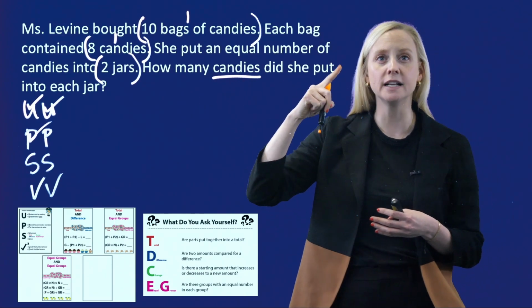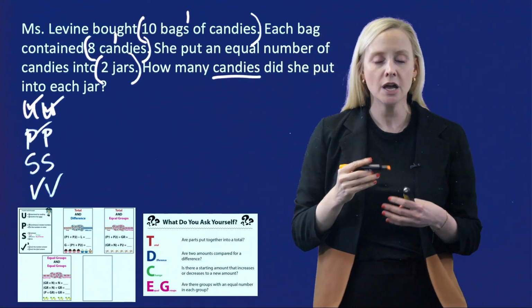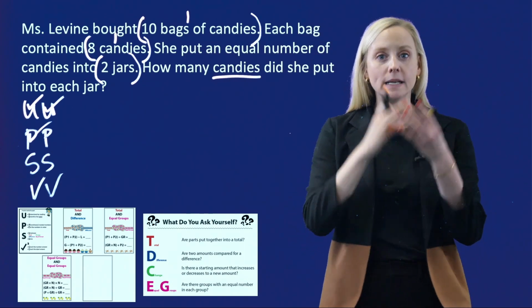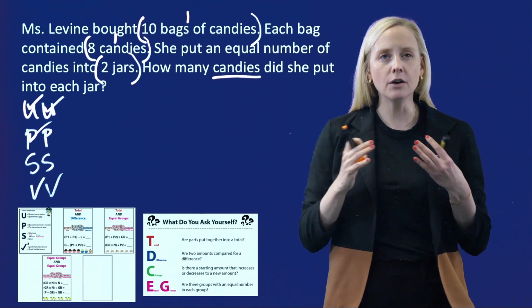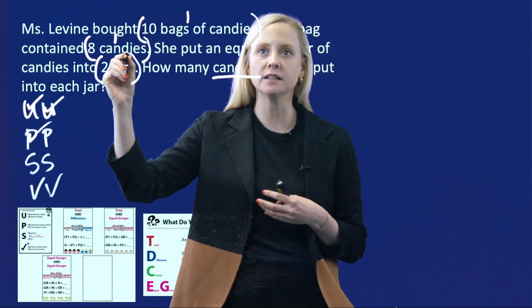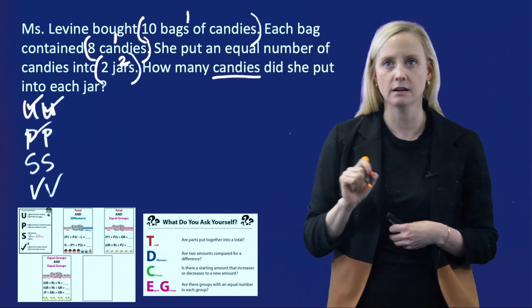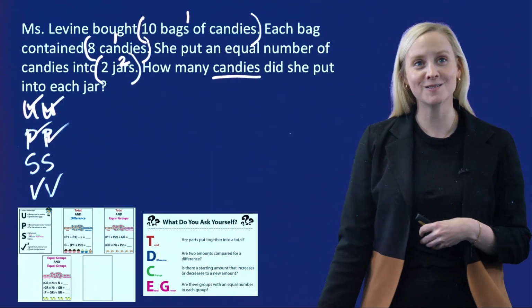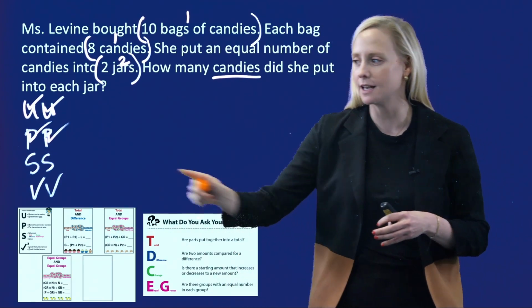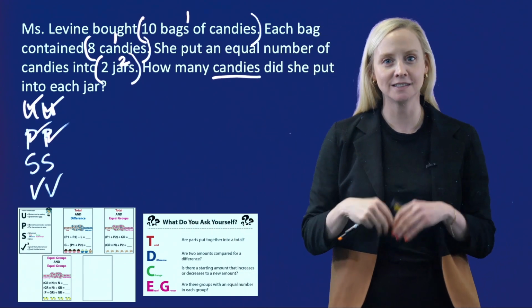And then it says she put an equal number of candies into 2 jars. So after I have to figure out how many candies we have all together, I know that I'm going to be putting them into the jars. So the second thing I'm going to be doing is putting them into the jars. I'm going to put a 2 right there. Now that I have put their numbers in order, I can check off that second P and move on to the S, which stands for schemas.